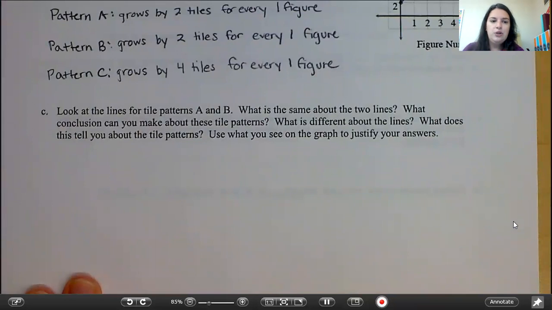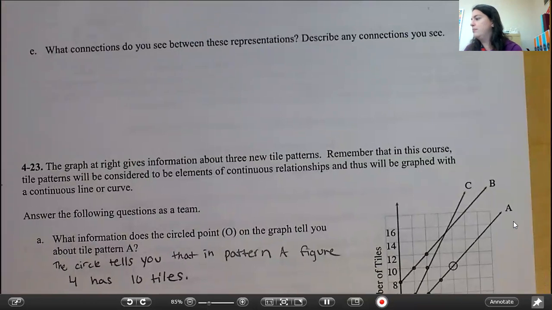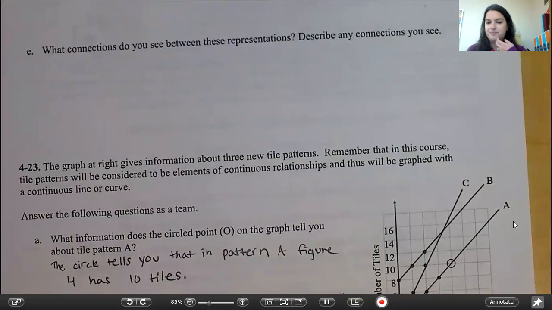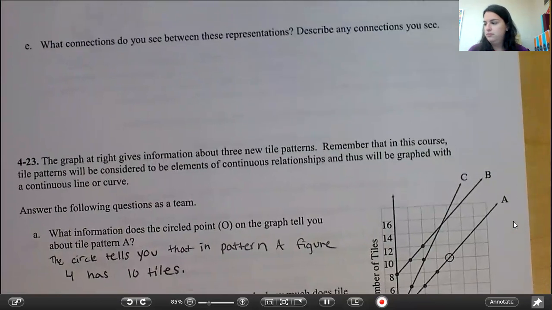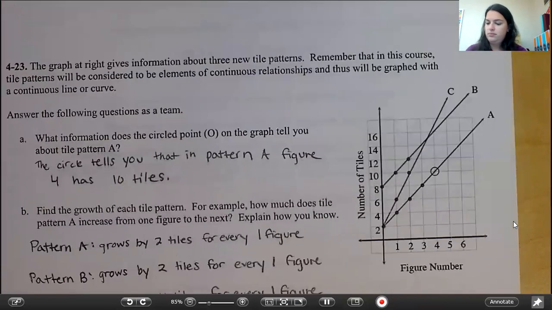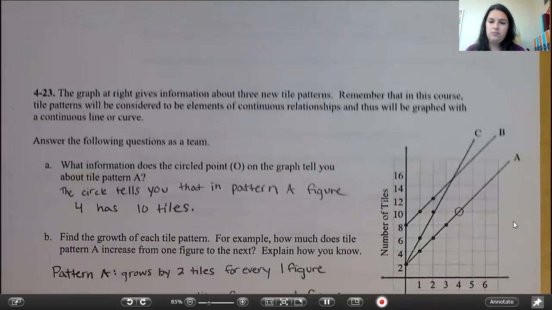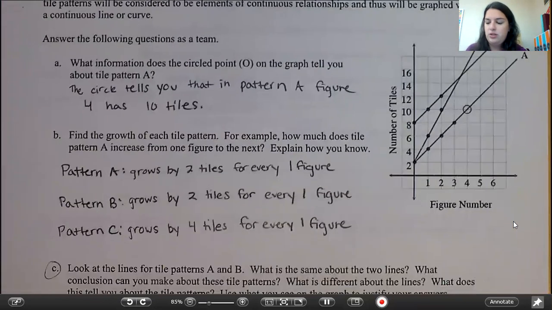Part C says, look at the lines for tile patterns A and B. What is the same about the 2 lines? What conclusion can you make about these tile patterns? What is different about the lines? What does this tell you about the tile patterns? Use what you see on the graph to justify your answers. So go ahead and pause the video and answer part C. If you're back with me, you've answered part C. We're going to save part C for class.